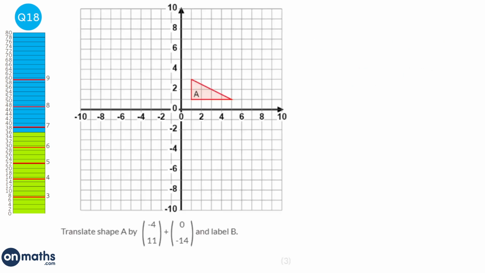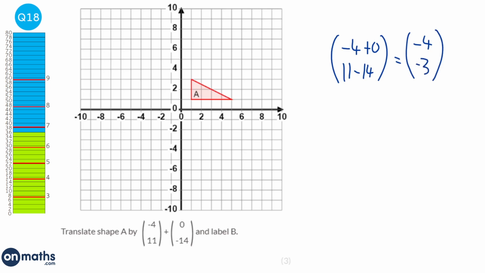2.9%. First thing I'm going to do is add these column vectors. So we're going to add the tops first, and then we're going to add the bottoms. So it's plus minus 14. And so at the top it would be minus 4, and 11 take away 14 is minus 3.